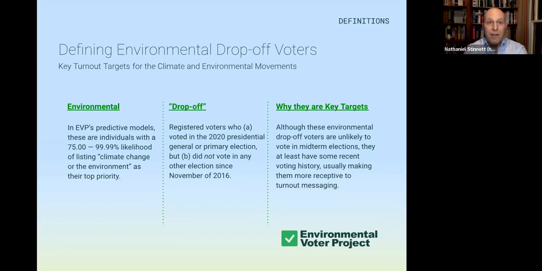All right, first some definitions. When we talk about environmental drop-off voters, this is what we mean. First, when we say environmental, we mean these people we've identified in these predictive models I mentioned. And in particular, these are people who have at least a 75% likelihood of not just caring about climate or the environment, but literally listing it as their number one most important issue priority over all others.